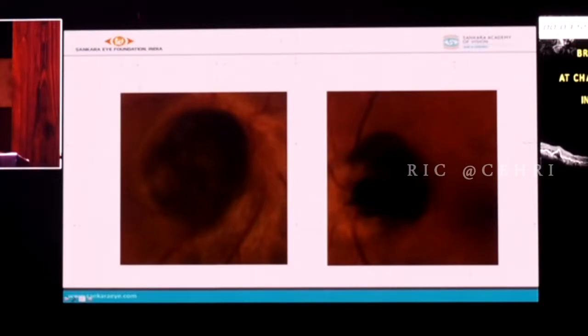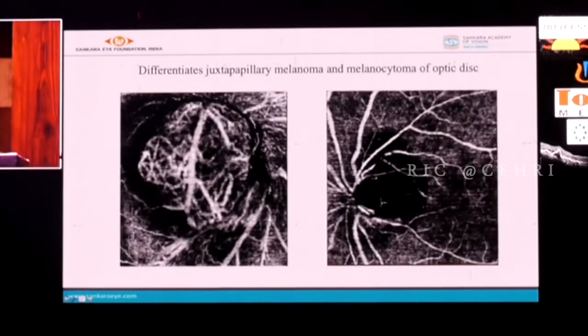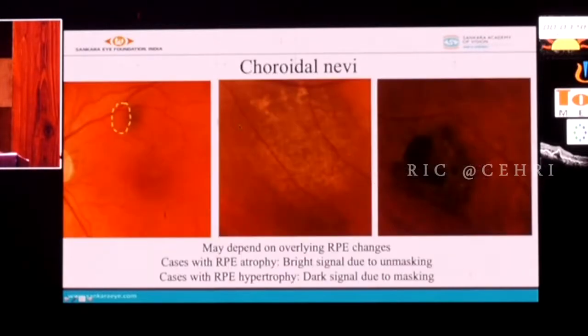Both are peripapillary tumors, and this looks like a melanoma and this looks like a melanocytoma, which indeed you can confirm by looking for the vasculature within the tumor in the melanoma in contrast to what you see in the melanocytoma. What about choroidal nevi?